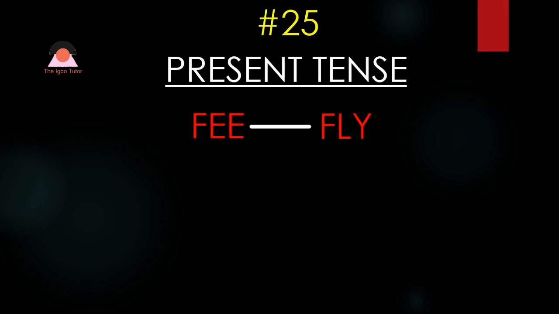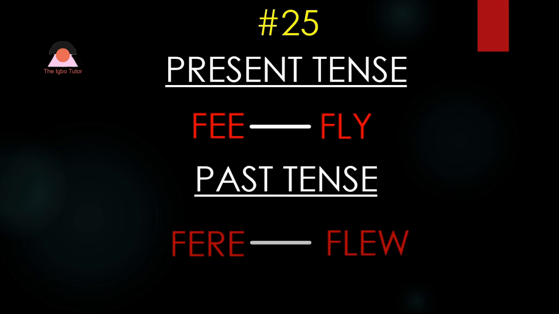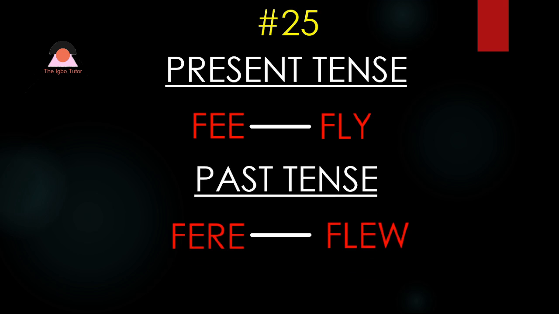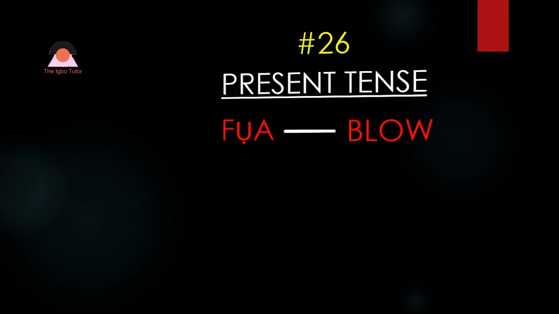The verb or word is fe, meaning fly. Remember, don't say fe, it's a double E. Fe, fly. What is the past tense of fly? It is fere. Fere, flew. Let's go on to 26.